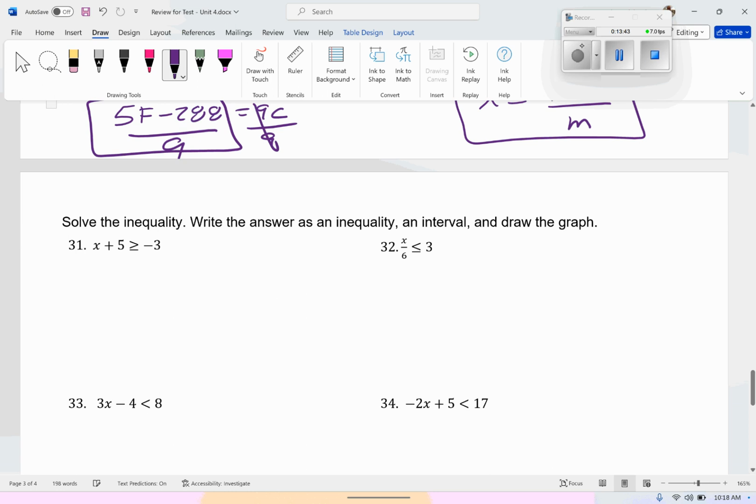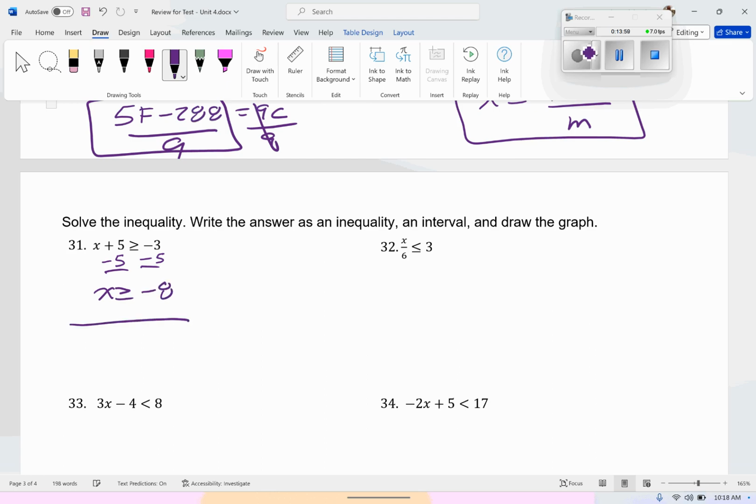All right, so we want to write as an inequality, make the interval, and draw the graph. So we'll make the inequality, draw the graph, and then we'll do the interval. So I'm going to subtract 5 from both sides. So x is greater than or equal to -8.